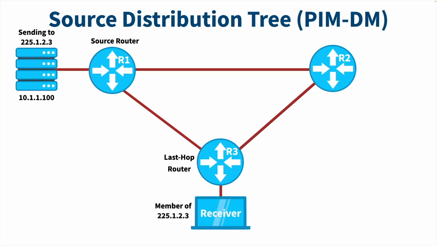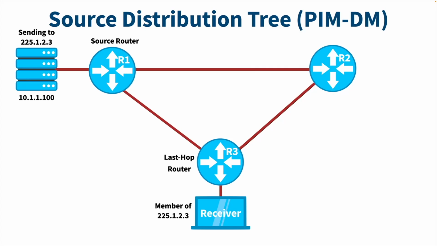Now, in this case, we see that router R3 needs that traffic because it's got a receiver. R2 currently does not have a receiver, so it does not need to receive that traffic. But with this flooding behavior, R2 is still going to get traffic. It's going to look like this. We've got our multicast server with an IP address of 10.1.1.100, and it's sending to a multicast group of 225.1.2.3. And the source router, R1, is going to send traffic out to both R2 and R3.